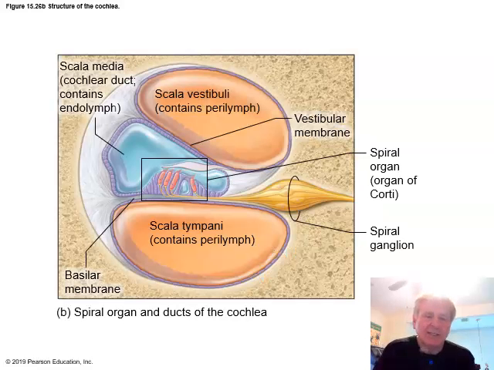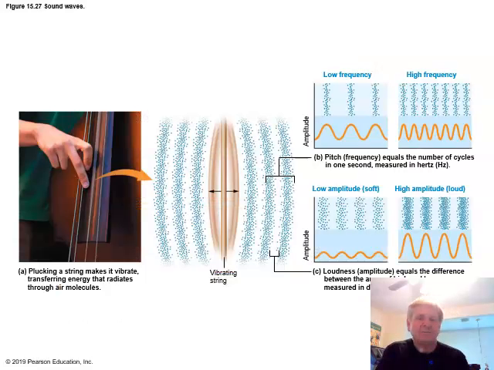So this is a detail of your spiral organ and the ducts of the cochlea. Here are your hair cells, perilymph, and endolymph in the cochlear duct. When you produce sound waves, the best way to understand it is with an illustration.